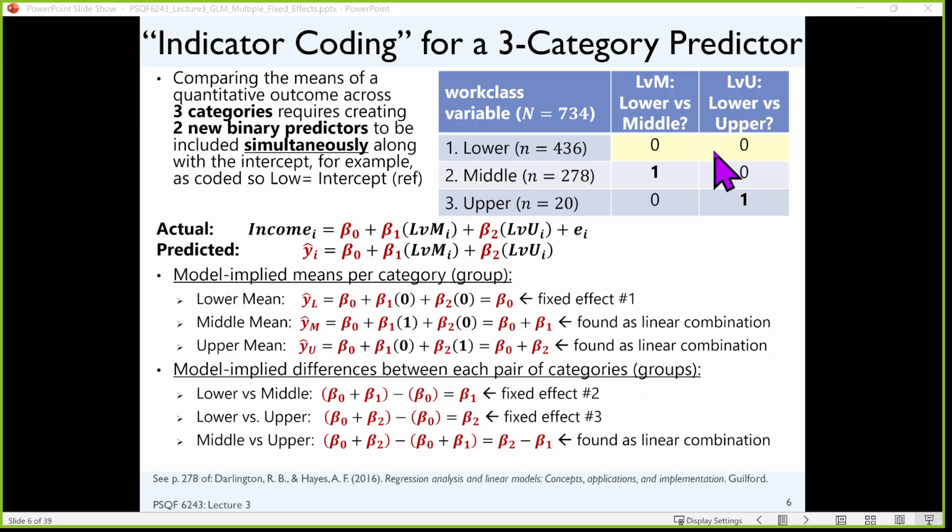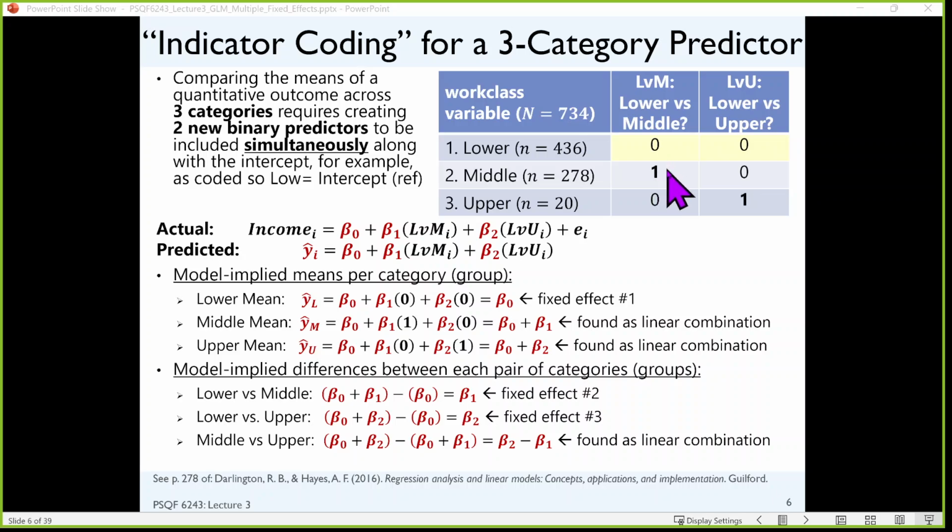Given that a fixed intercept always tells us the expected outcome when my predictors are 0, by setting both predictors 0 for the lower group, I am saying my fixed intercept is now going to tell me the lower group's mean. I want the first predictor to tell me the difference of how middle differs from lower. So I'm going to turn that one on.